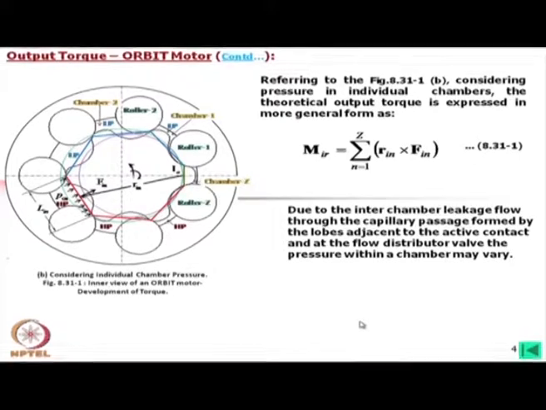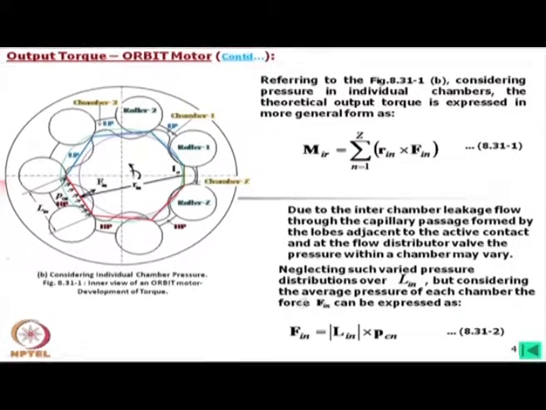So, here I have written that due to the inner chamber leakage flow through the capillary passage formed by the lobes adjacent to the active contact, and at the flow distributor valve, the pressure within the chamber may vary. Not only this, we should remember the flow distributor valve is very close to that. So, there may be a pressure change due to leakage through that. Once the leakage through all the paths is considered, we may have a different pressure history instead of the ideal pressure distribution.